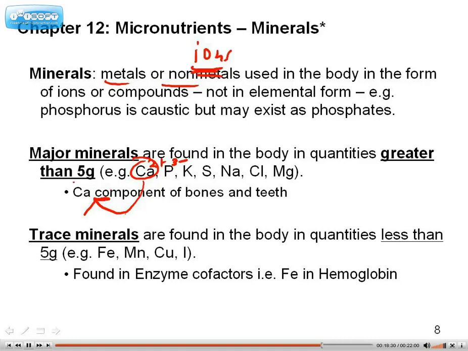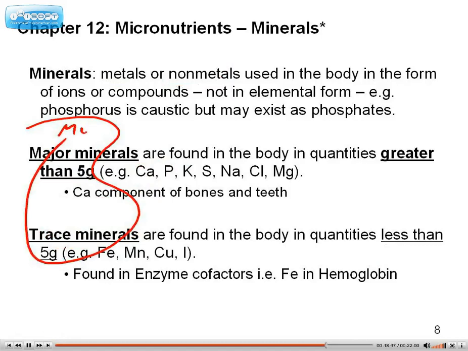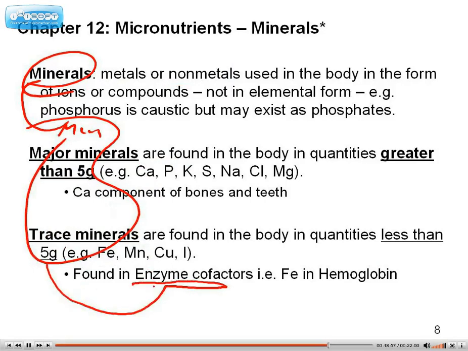There are other types of minerals, the ones that occur in small amounts that we don't need a lot of, we call trace minerals. So major minerals are more than 5 grams. Trace minerals are less than 5 grams. So know this. Memorize and memorize. Trace minerals tend to be mostly found as enzyme cofactors such as iron in hemoglobin. So know those.